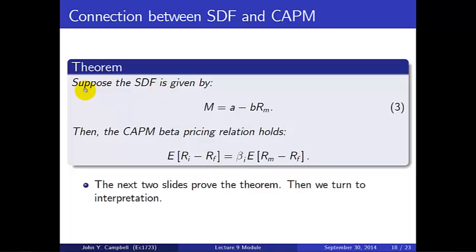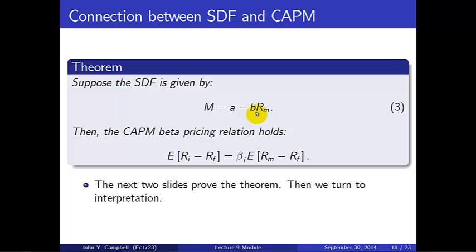So I'm going to show you a theorem. Suppose the stochastic discount factor looks like this. It's M equals A minus B R_m. In other words, it's linear in the return on the market with a negative slope.